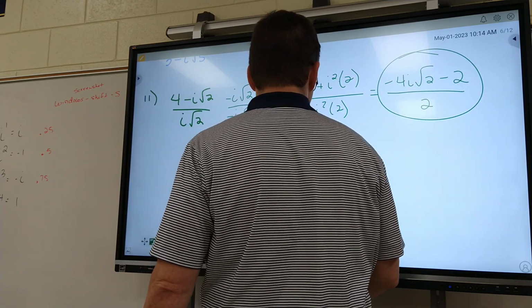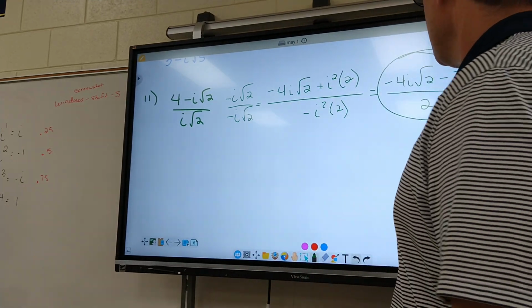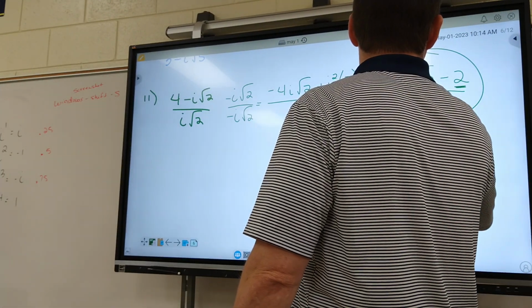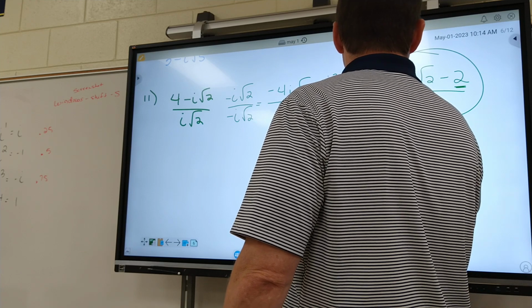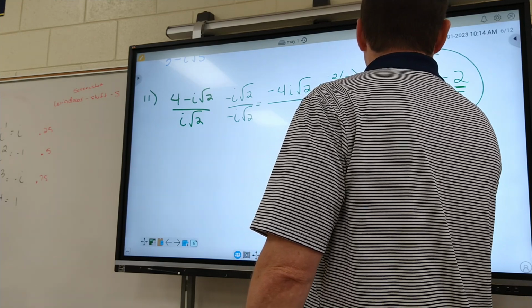Look at my 11. Are we good, Caleb? But I am going to divide by 2, divide by 2, divide by 2. So that would be negative 2i root 2 minus 1 over 1.